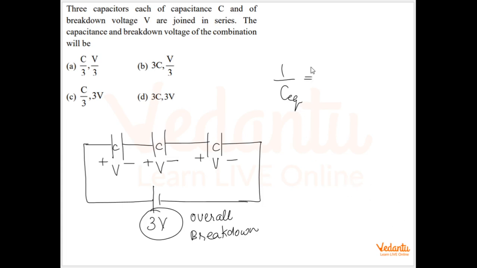1 by C equivalent is equal to 1 by C plus 1 by C plus 1 by C, which gives me C equivalent is equal to C by 3. So option C will be the correct answer. I hope everybody understood.